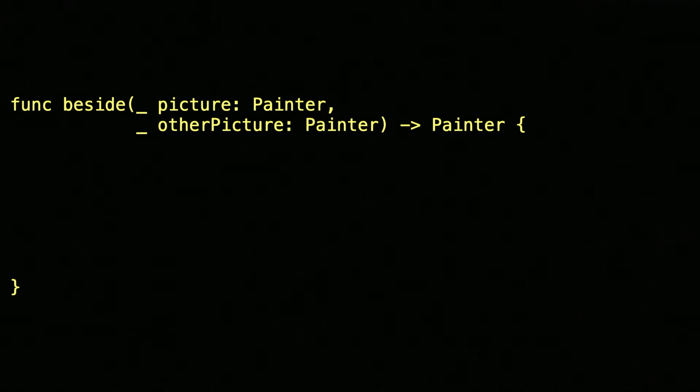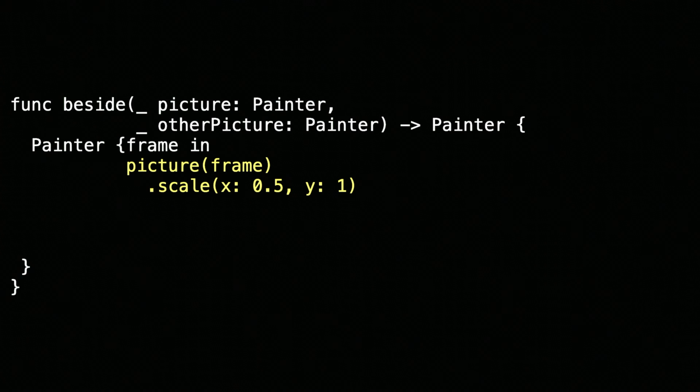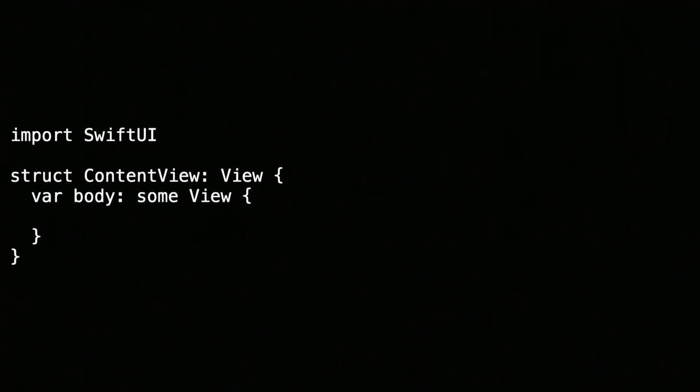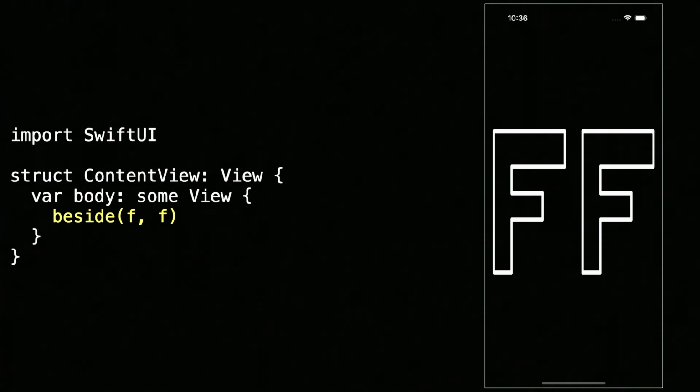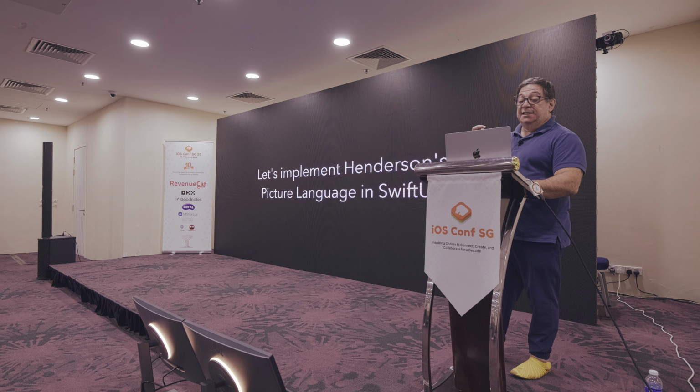So beside is a function that takes two painters and gives me a painter. And so I need to return a painter, which depends on what frame I'm drawing it in. And so I scale one of the F's to only take up half of the space. And I scale the other F to only take up half of the space. And I draw them next to each other. And so when I do beside F and F, I get that. And that's implementing it in Swift. I'd like to implement it in SwiftUI.